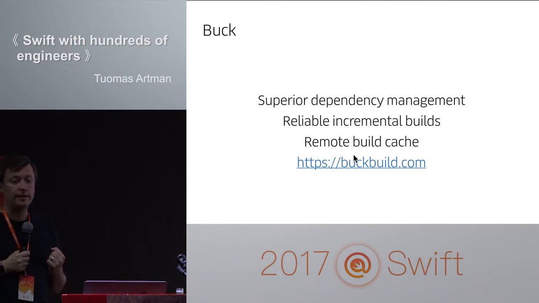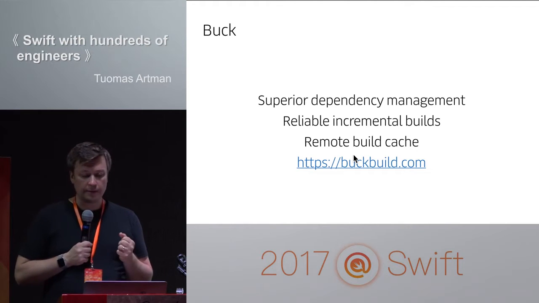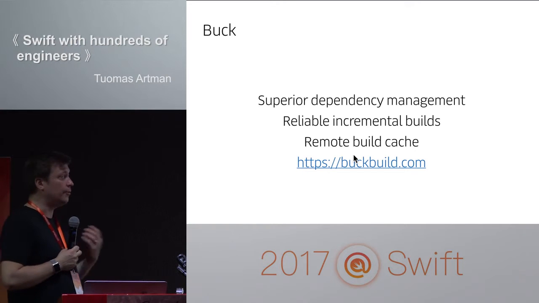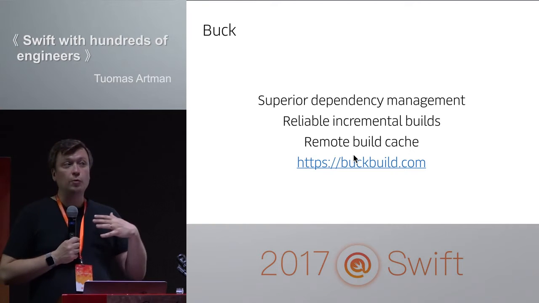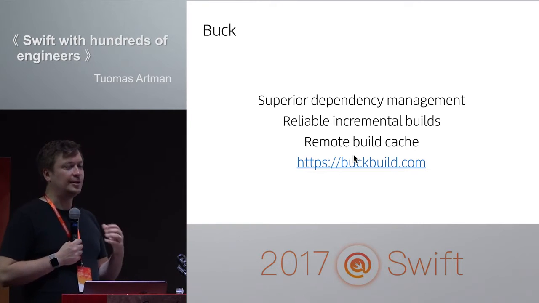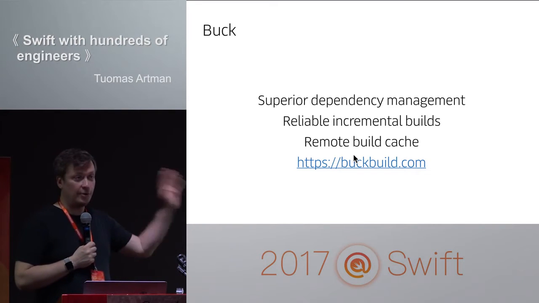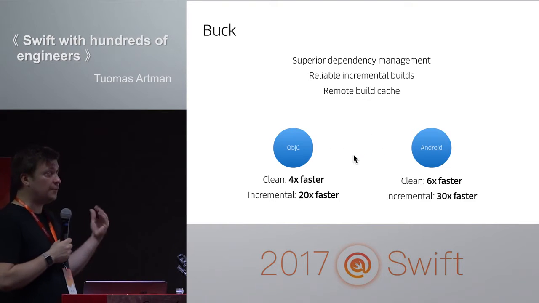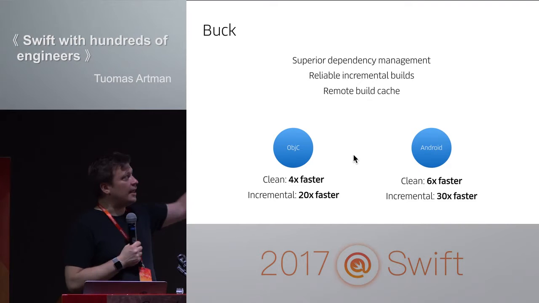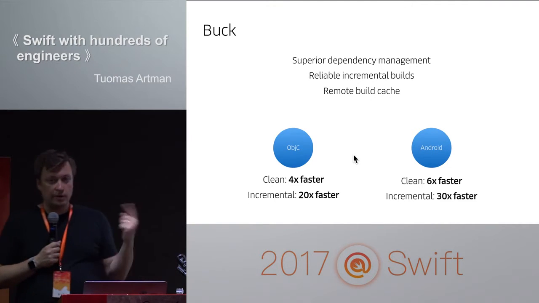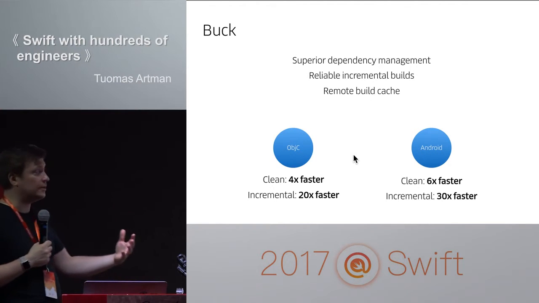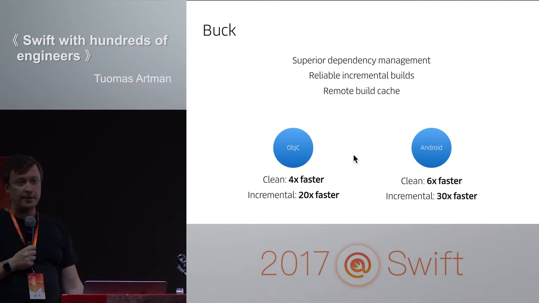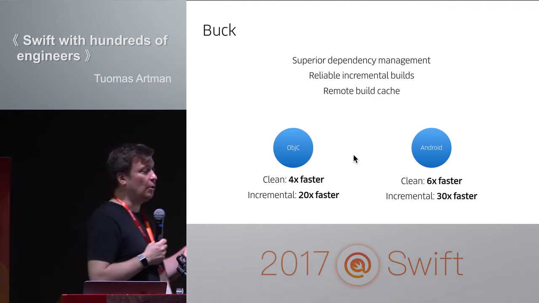Lastly, we started to look at a tool called BUCK. And BUCK is a secure dependency management that does reliable incremental builds with a remote build cache. If you are willing to exchange your Xcode build for another build system, I urge you to look at BUCK because it's awesome and it's super fast. We tried it first with Objective-C. Because of the remote build cache and the reliable incremental builds, you get huge increases in build times. For our big project in Objective-C, we saw a clean build be 4 times faster, incremental builds being 20 times faster. Android is even seeing bigger gains.